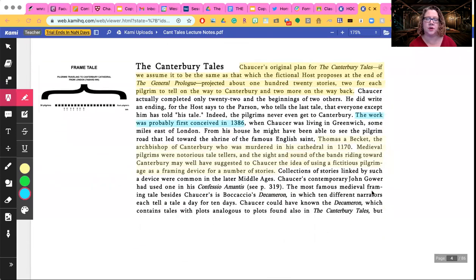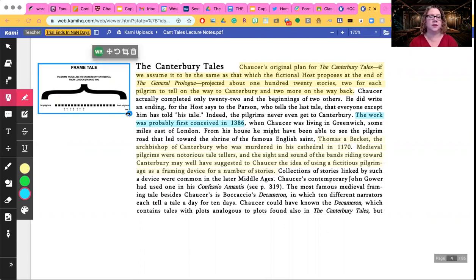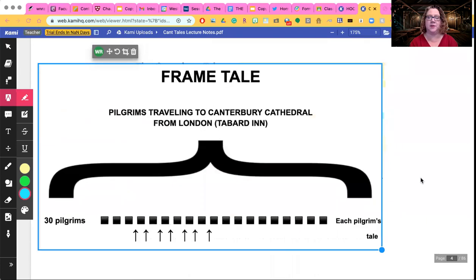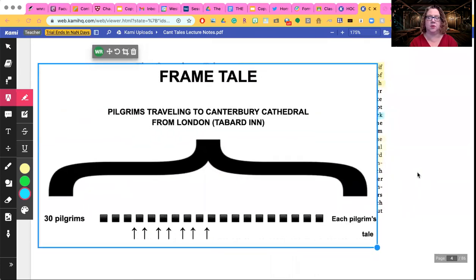The second part of the introductory material talks about the tales itself. Canterbury Tales is a very famous work. Maybe you've heard of it before. It's a frame tale, which is a term that you need to know. Let me expand this diagram here. I had to make a diagram because I couldn't find one that showed what I wanted to express to you. So frame tale is definitely a term that shows up on the midterm.